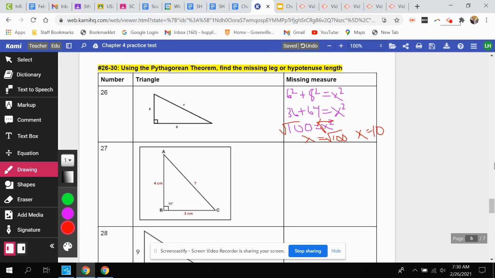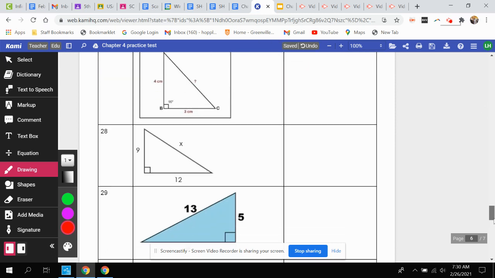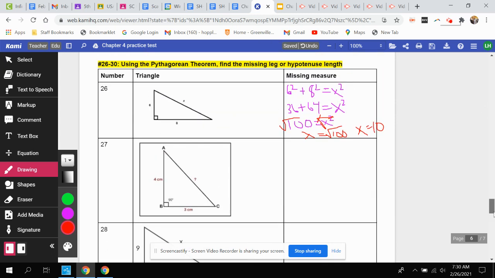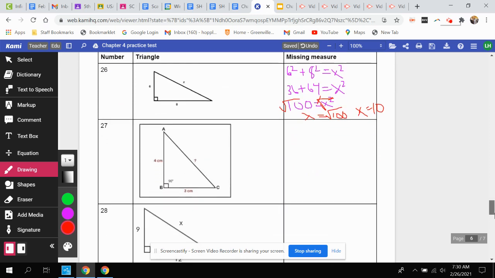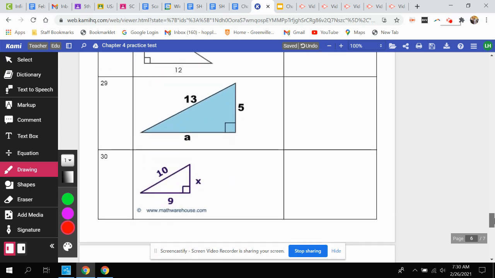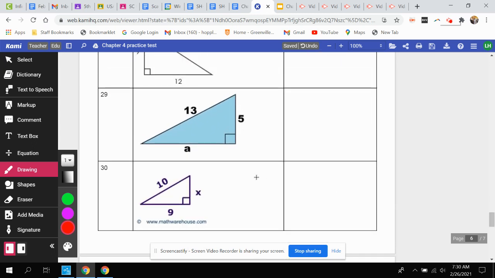So for 26 and 27, let me double check, yep, and 28, you are looking for the hypotenuse. So you're going to set up 26, 27, and 28, just like you did here with your a squared plus b squared equals c squared. For questions 29 and 30, you're actually looking for a leg instead of the hypotenuse. So let's work through number 29 together as well.